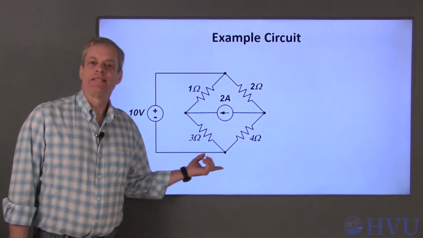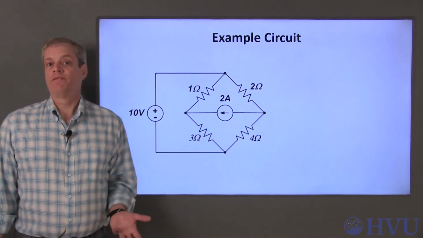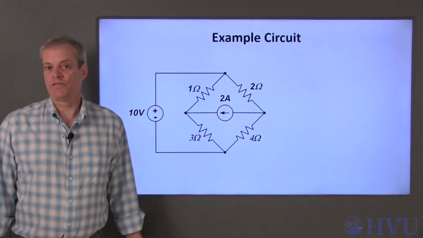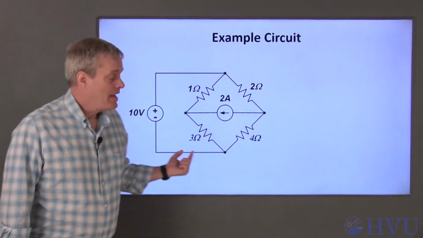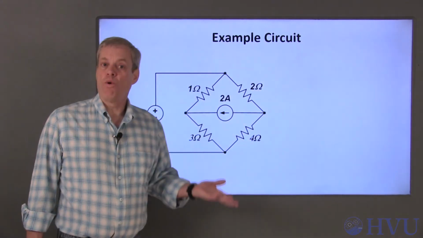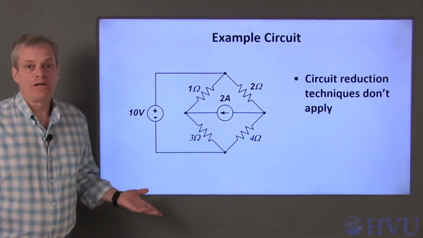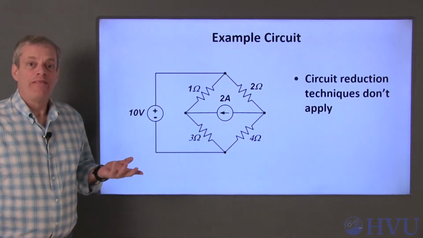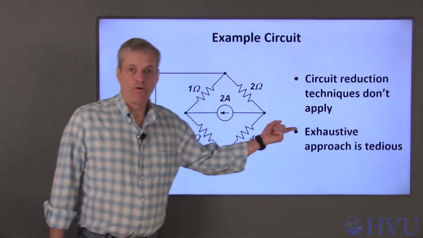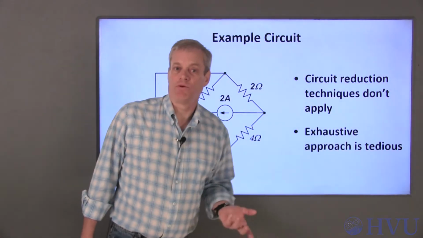An example is this circuit. None of the elements in this circuit are in either series or parallel. No node interconnects only two elements, and no loop passes through only two elements. Circuit reduction techniques won't help us analyze this circuit. That means that with the tools we've got so far, we're stuck with the exhaustive approach.